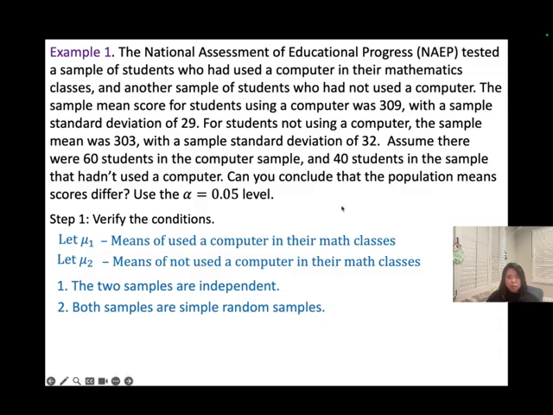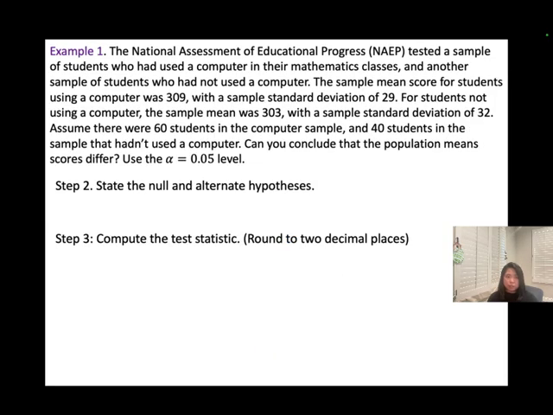Okay, look at the sample sizes. We do have 60 students and also 40 students. So both of them are greater than 30. Okay, state the null and alternate hypotheses. I want you guys to try. Can you conclude that the population mean scores differ? Okay, scores differ, the original claim will be not equal to, right? So the null hypothesis will be equal to. The alternate hypothesis will be not equal to. And this is going to be two-tailed.